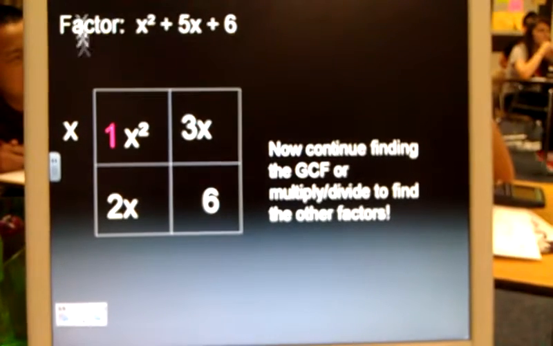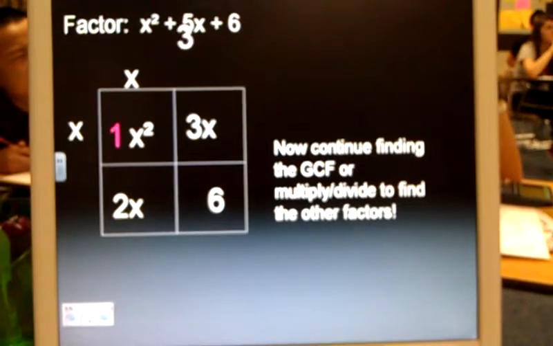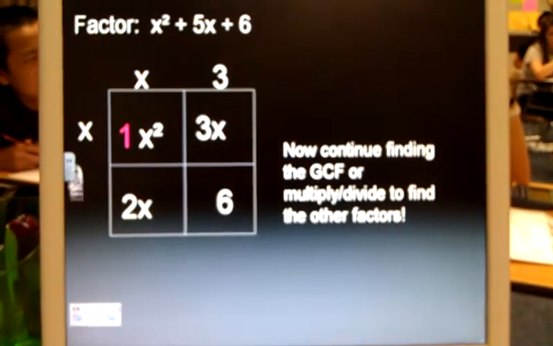Now x squared splits up as x and x. That's how that goes there. Then x times 3 gives you 3x. X times 2 gives you 2x.